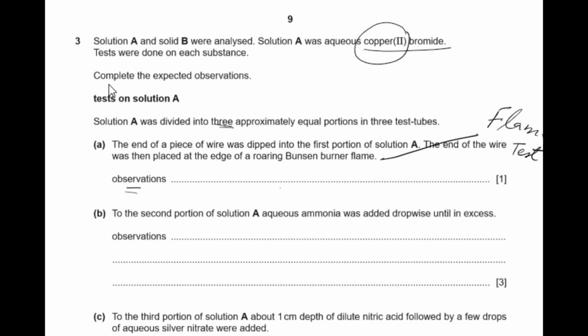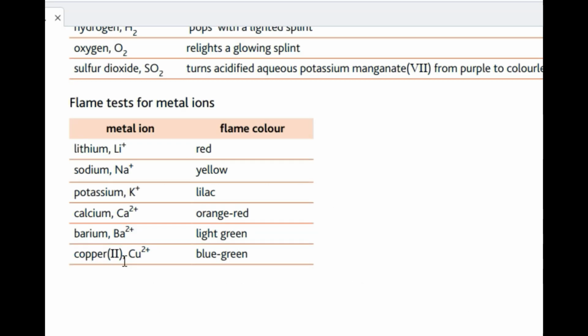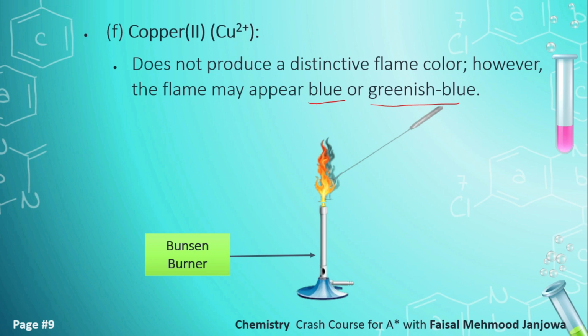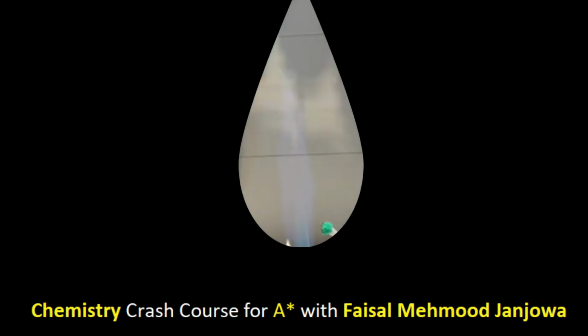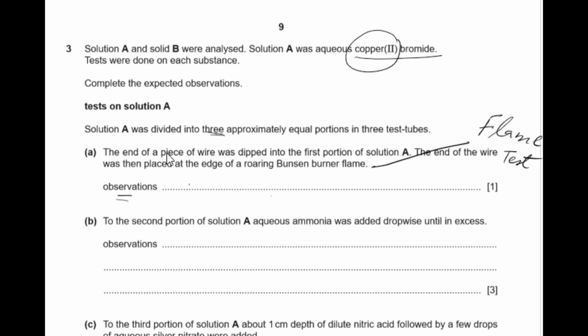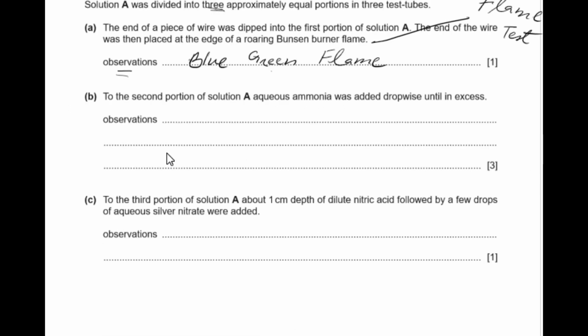Flame test is about metals, and here there is a copper metal. Now look at the data sheet given along with the paper. As there were copper ions available, the flame color of copper is blue-green. So write blue-green here.